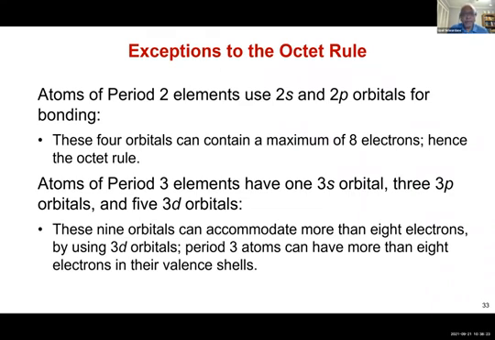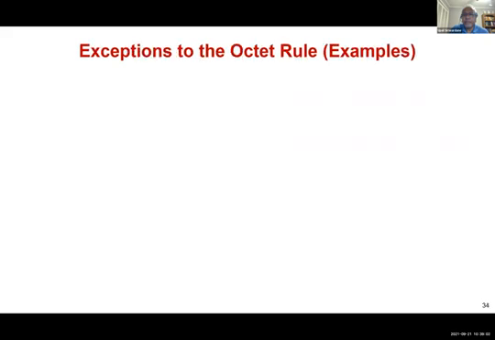These 9 orbitals, one from 3s, 3 from 3p, and 5 from 3d, added up to 9, can accommodate more than 8 electrons in the valence shell. Sometimes we can have atoms with less than an octet. Sometimes we have atoms with unpaired electrons. They violate the octet rule. We're not going to talk about everything.